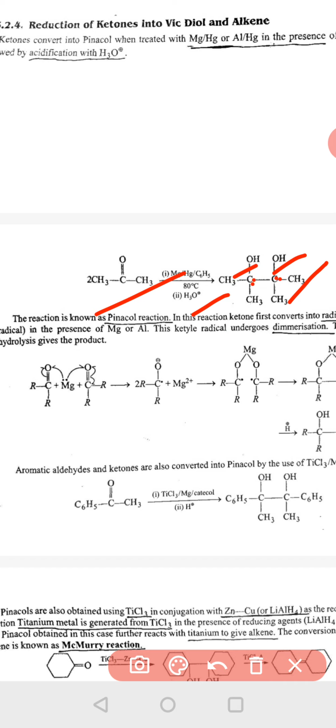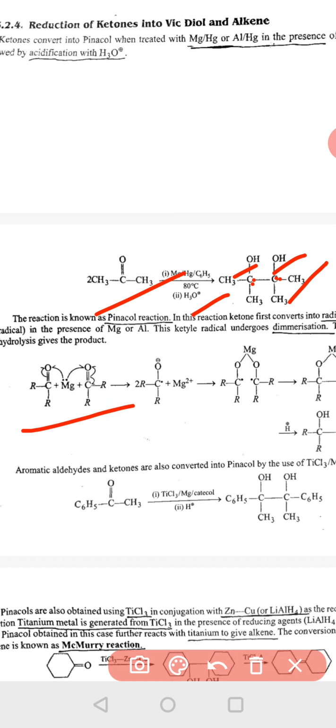In the pinacol reaction, ketones first convert into radical anions. Radical anion is an intermediate which has both a free carbon radical and an anion group on it. This is the ketyl radical. In this reaction, the ketyl radical is the intermediate, and it is formed in the presence of magnesium or aluminium. This ketyl radical undergoes dimerization. The dimer on hydrolysis gives the product. These are the steps of this reaction.